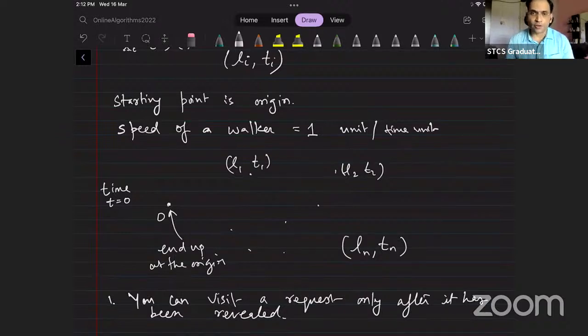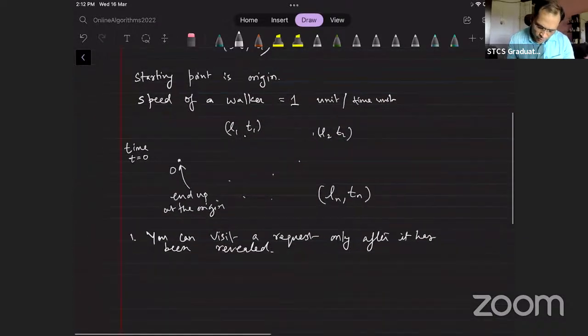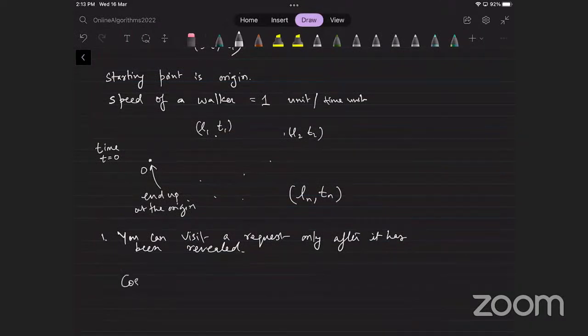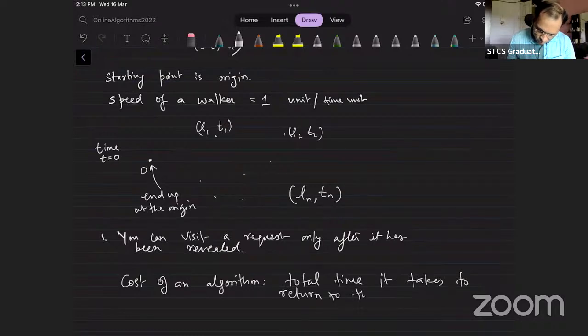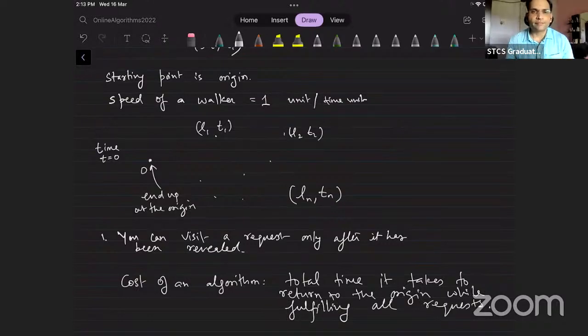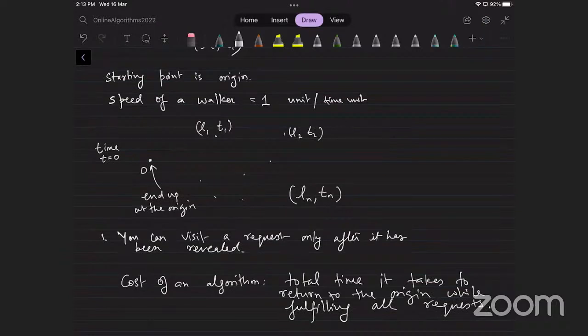We have not defined yet what the cost is. So I'm soon going to define the cost. Okay? So now, the cost of an algorithm is the total time it takes to return to the origin while fulfilling all requests. Does this make sense? Yeah, since speed is 1, it is equivalent to distance only.